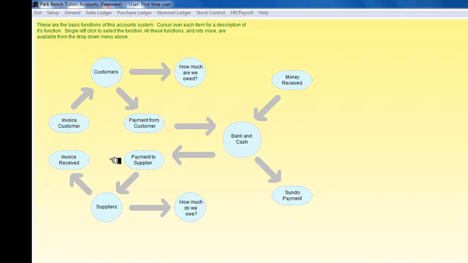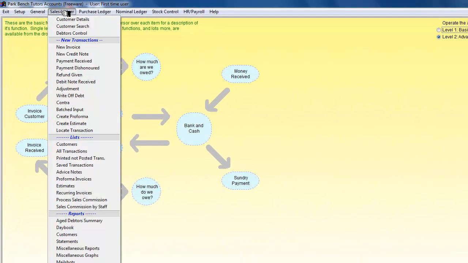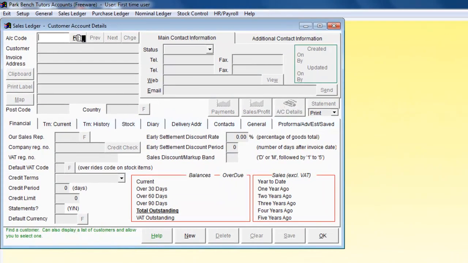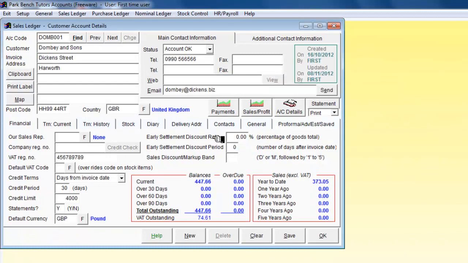In this little podcast we are going to look at the effect of discounts and VAT when we produce invoices. So I'm going to start by going to the sales ledger and looking up some customer details. I've pulled down the customer details chart and I'm going to say find, and I'm going to look at Dombey and Sons. There we are.